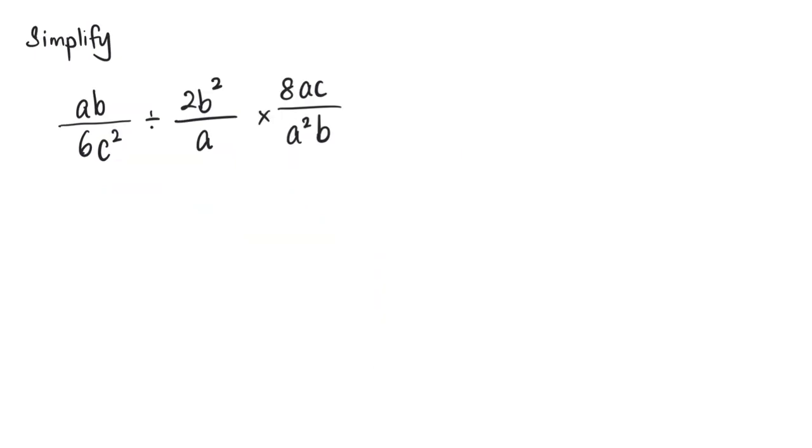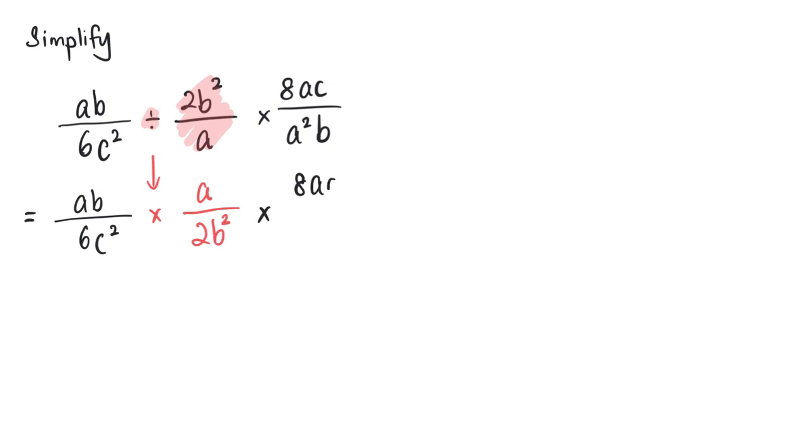Hello everyone, welcome to this video where we are required to simplify the following. So I saw that there is a dividing by a fraction. So the first thing we should do is to make sure that the divide will change to times, because we are multiplying by the reciprocal, meaning a over 2b squared. This one is still the same. And I will have a squared b.